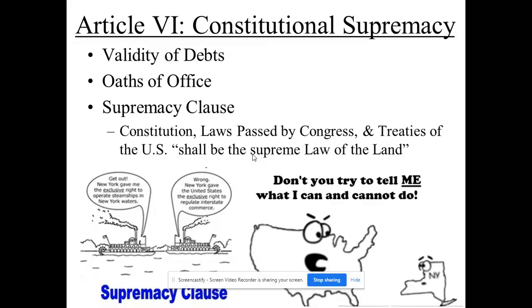And finally, probably the most important part of Article 6 is the supremacy clause. So it says here, Constitution, laws passed by Congress, and treaties of the U.S. shall be the supreme law of the land. So no states or local governments can make or enforce any law that conflicts with the Constitution, a federal law, a treaty, or the president. So if there is some kind of law that is in conflict, so like there's a state law that conflicts with a federal law, the federal law is the supreme law. It's more important, or the Constitution is more important.